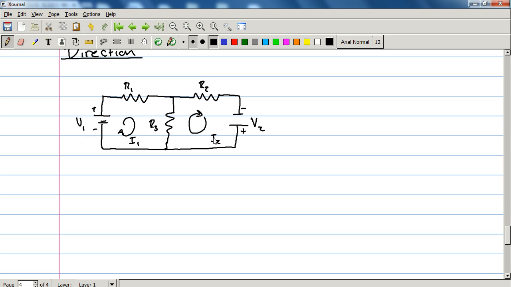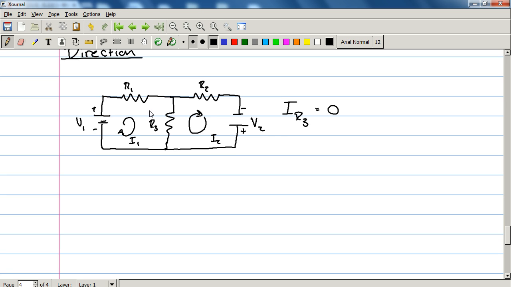So if I keep all of the magnitudes for V1, V2, R1, R2, and R3 the same, you should see that the mesh current across R3 is 0, because the magnitudes of the loop currents, or the mesh currents, are now in equal but opposite directions, so they just sum to be 0.